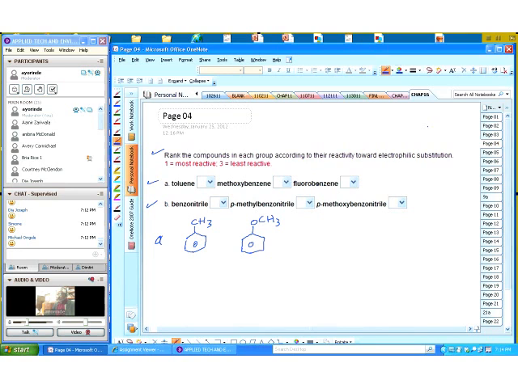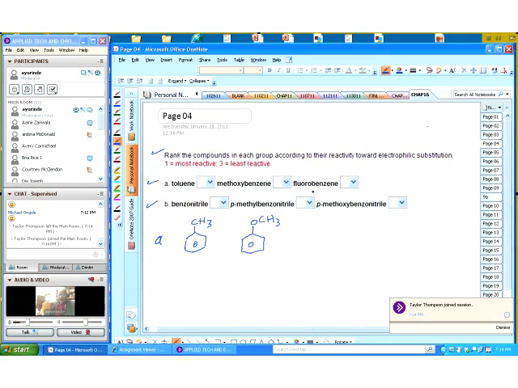Okay, so we've done that. Then you have the fluorobenzene. Does anybody know what fluorobenzene will look like? What is fluorobenzene? Can you describe fluorobenzene for us?